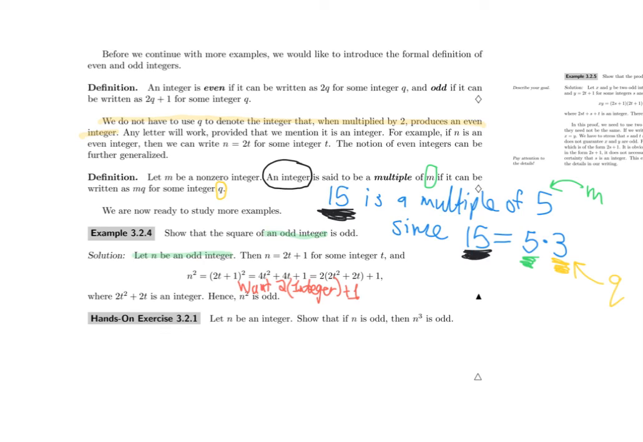Give the hands-on exercise a try, pause the video, and I will rejoin you shortly. It says let n be an integer. Show that if n is odd, then n cubed is odd. Give it a try, pause the video.